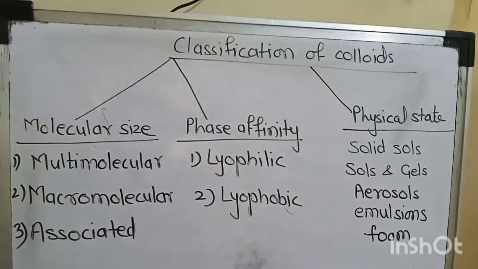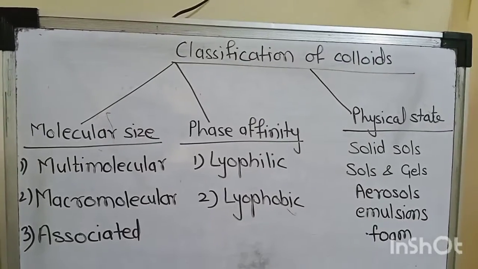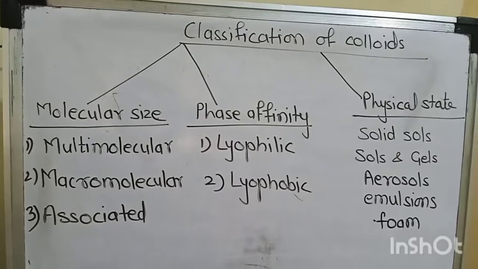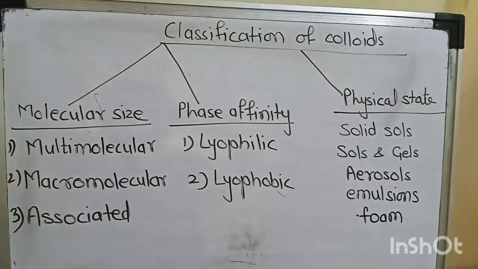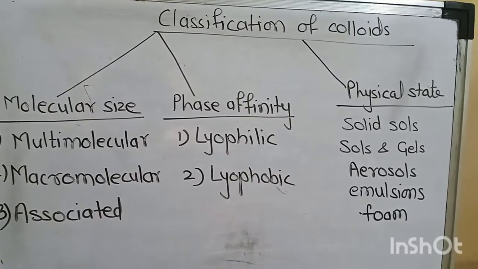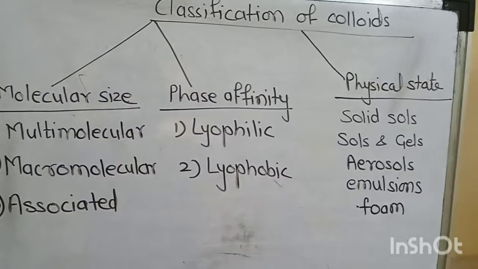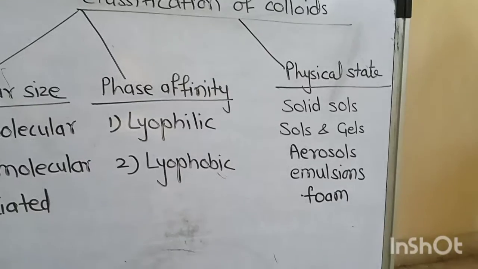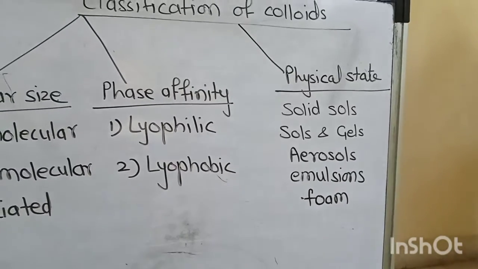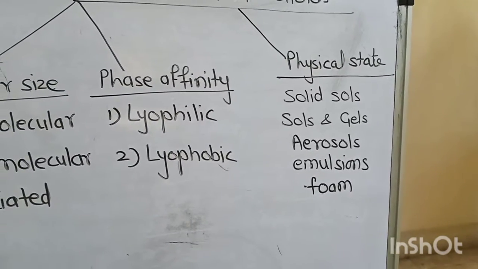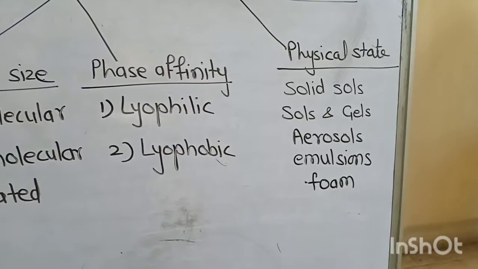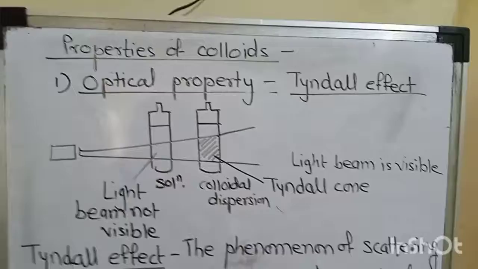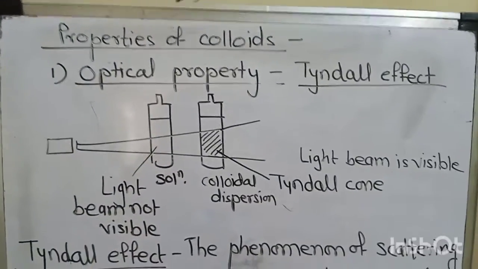Thus, let's make a chart. Classification of colloids on the basis of molecular size: they are multimolecular, macromolecular, and associated. On the basis of phase affinity or interaction of phases, they are lyophilic or lyophobic. And on the basis of physical state, we have seen the chart. Some of them are solids, sols and gels, aerosols, emulsions, foam, etc. Now let's see properties of colloids. We have already seen some general properties.